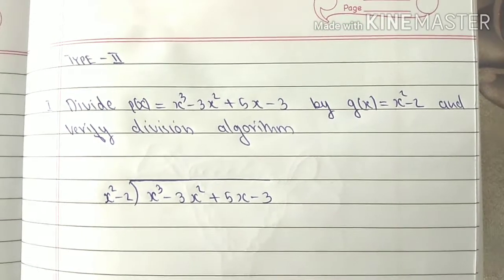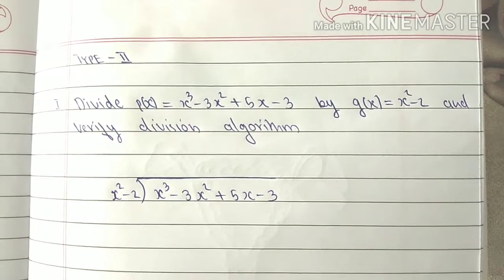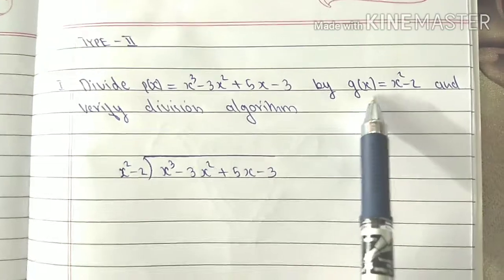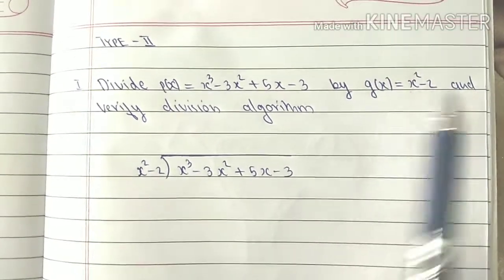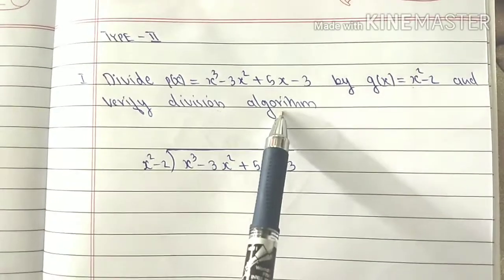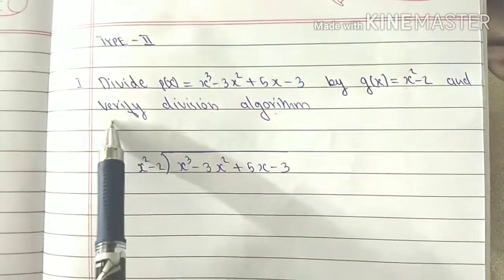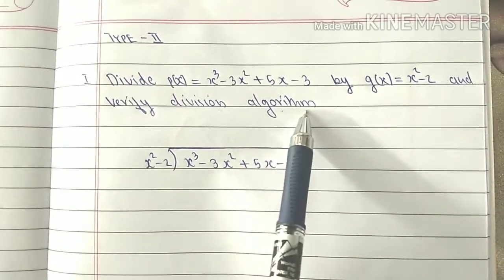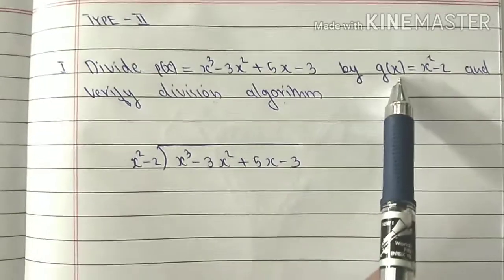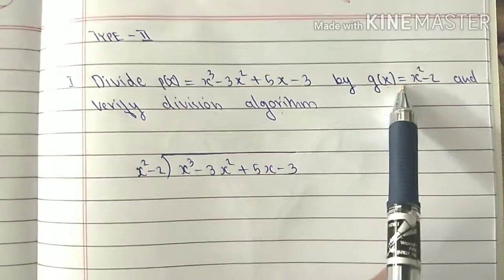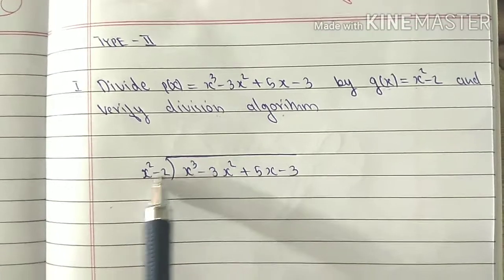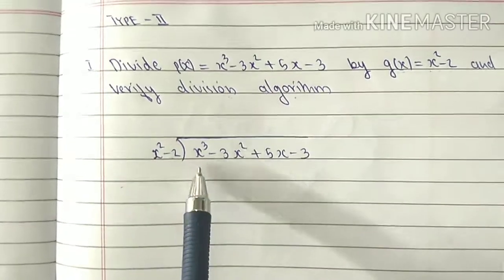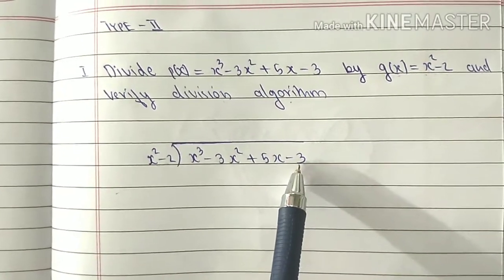So the first problem is: divide p of x is equal to x cube minus 3x square plus 5x minus 3 by g of x is equal to x square minus 2 and verify division algorithm. Students, today we're going to learn something new and interesting, how to verify division algorithm. I have already explained in type 1 that the divisor I have to write outside the division bracket, and p of x, that is your dividend, I have to write inside. So now let's start with this particular problem.